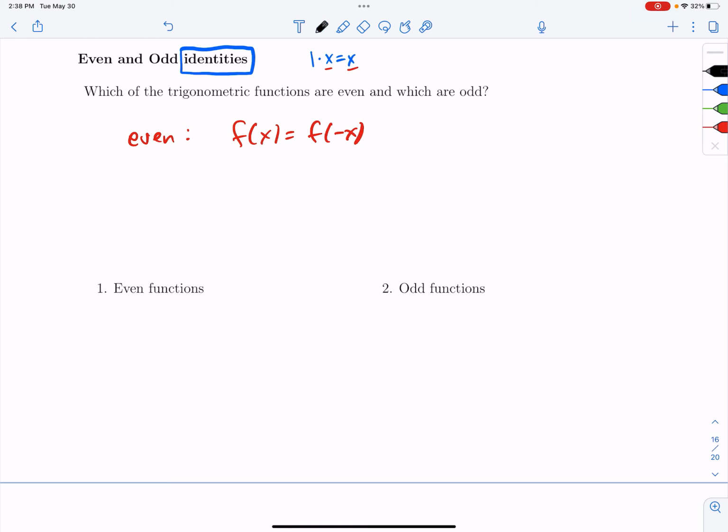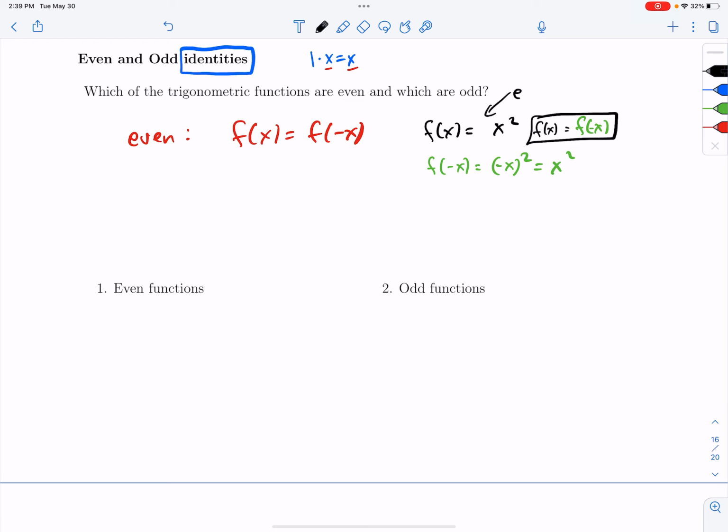So an example of this might be, well, let's say our function is x squared. So f of x is x squared. If I change the input to be negative x, well, negative x squared, that still comes out to x squared. So f of x is equal to f of negative x. So that means this function is even. Okay, so this must be satisfied for a function to be even.